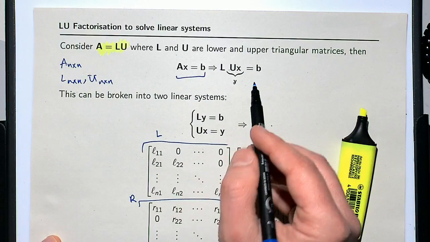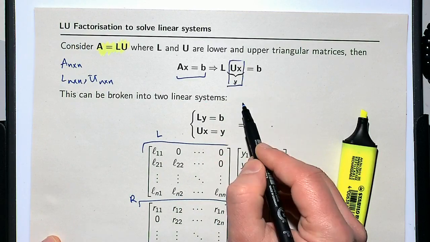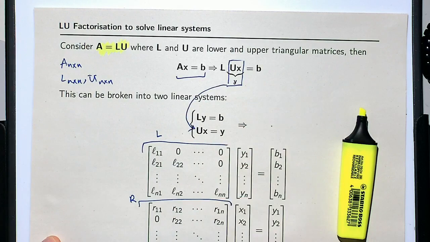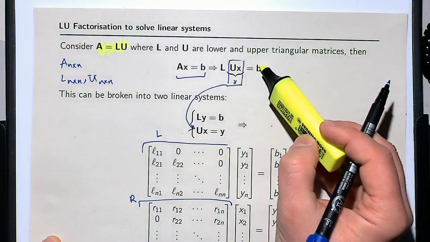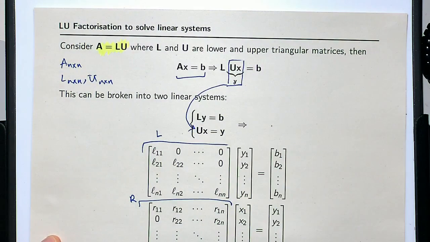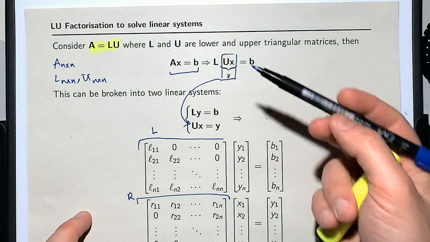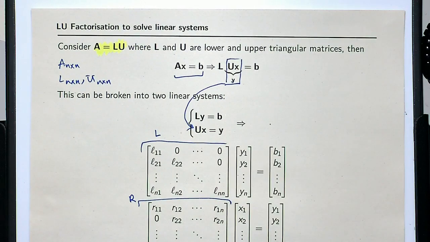So first I have this equation, LY equals B, and then U multiplied by X equals Y is the second equation. Is it clear what we have done? The magic is that we substitute A by the multiplication of L and U, and then get two linear systems from the original one.